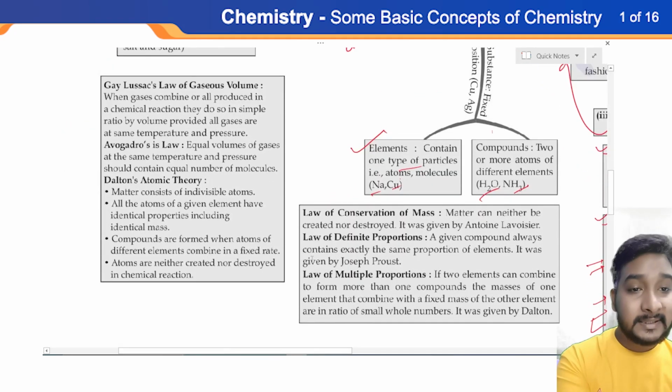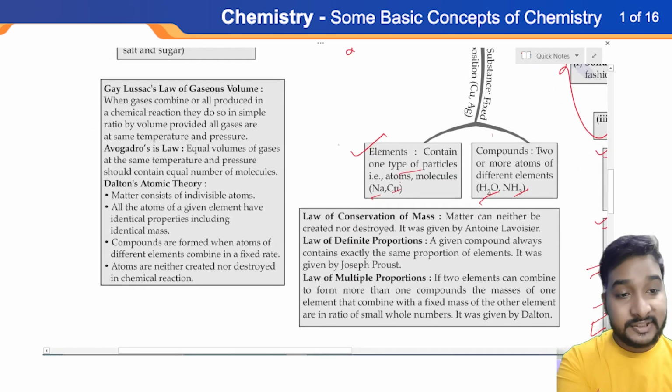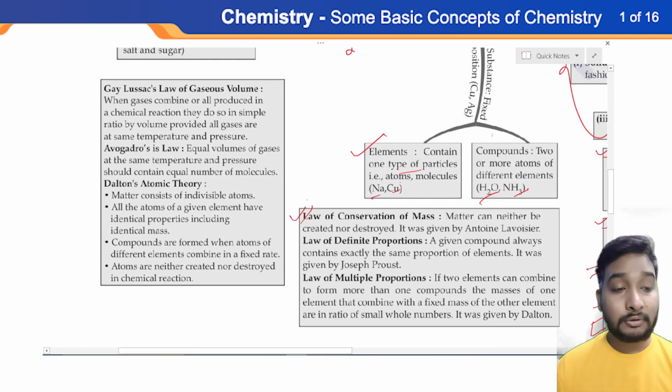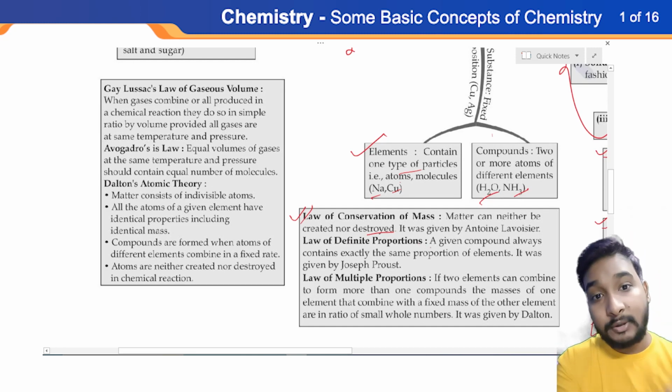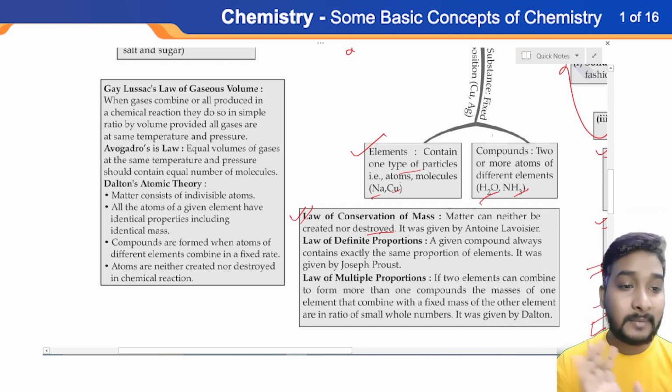Now we have some laws here. Law of conservation of mass. This law was first proposed by Antoine Lavoisier. According to this law, matter can neither be created nor destroyed. It should be conserved. Suppose you are reacting 10 gram of A and 10 gram of B. The product should be 20 gram. This is called conservation of mass or mass law.